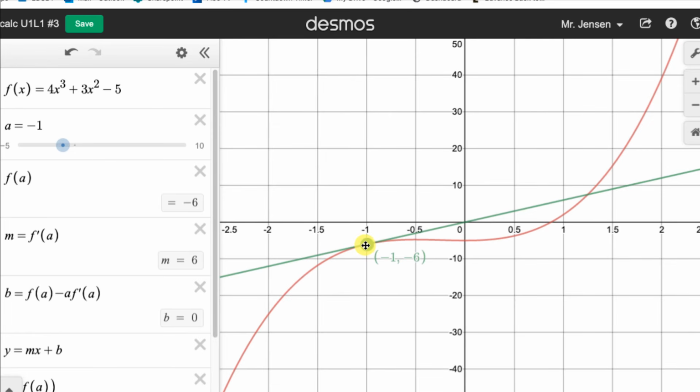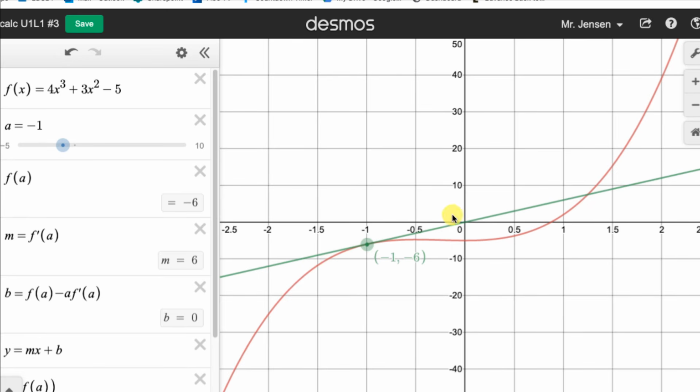Here's the function when x is -1. It's at (-1, -6). If I were to draw a tangent line to that function at that point, that would be a line that just touches it at that one point. So it would be this green line here. We want the equation of that line.